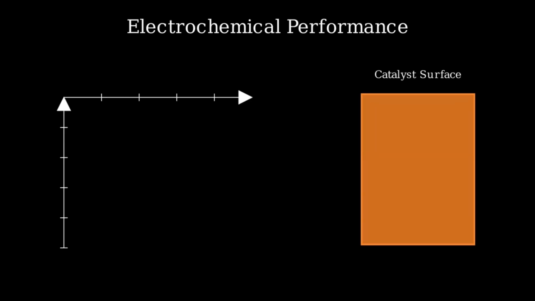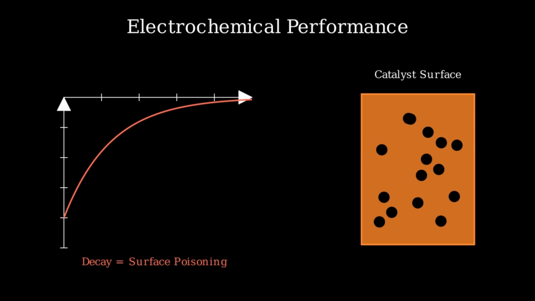Category B: electrochemical performance. What if the electricity is flowing, but the data looks terrible? If your current starts high but steadily decays over time, your catalyst is dying. This is usually surface poisoning caused by trace organics or heavy metals clogging the active sites.